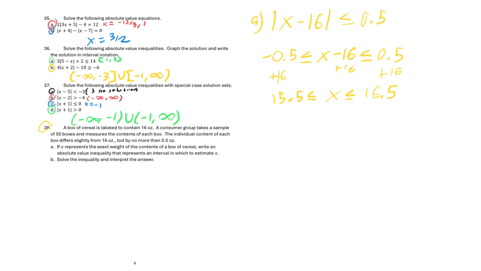And interpreting this like what I've been saying, our cereal box could contain 0.5 above or 0.5 below the labeled 16 ounces.